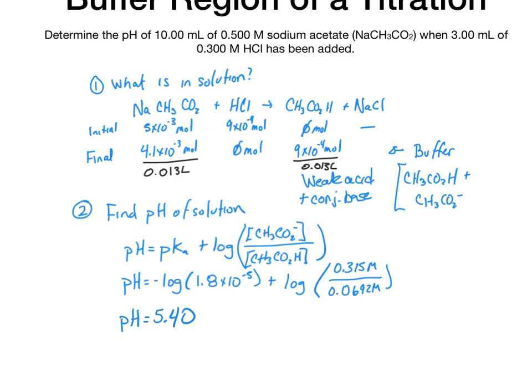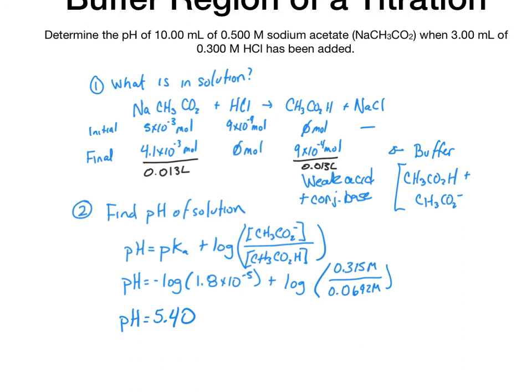5.40. And if we compare that to what we did in the previous problem, the previous problem was a little bit different. I had only put in 1 milliliter of HCl. But if we compare it to the previous problem, the pH is lower, which it should be because we are adding strong acid. And so we would expect the pH to decrease.